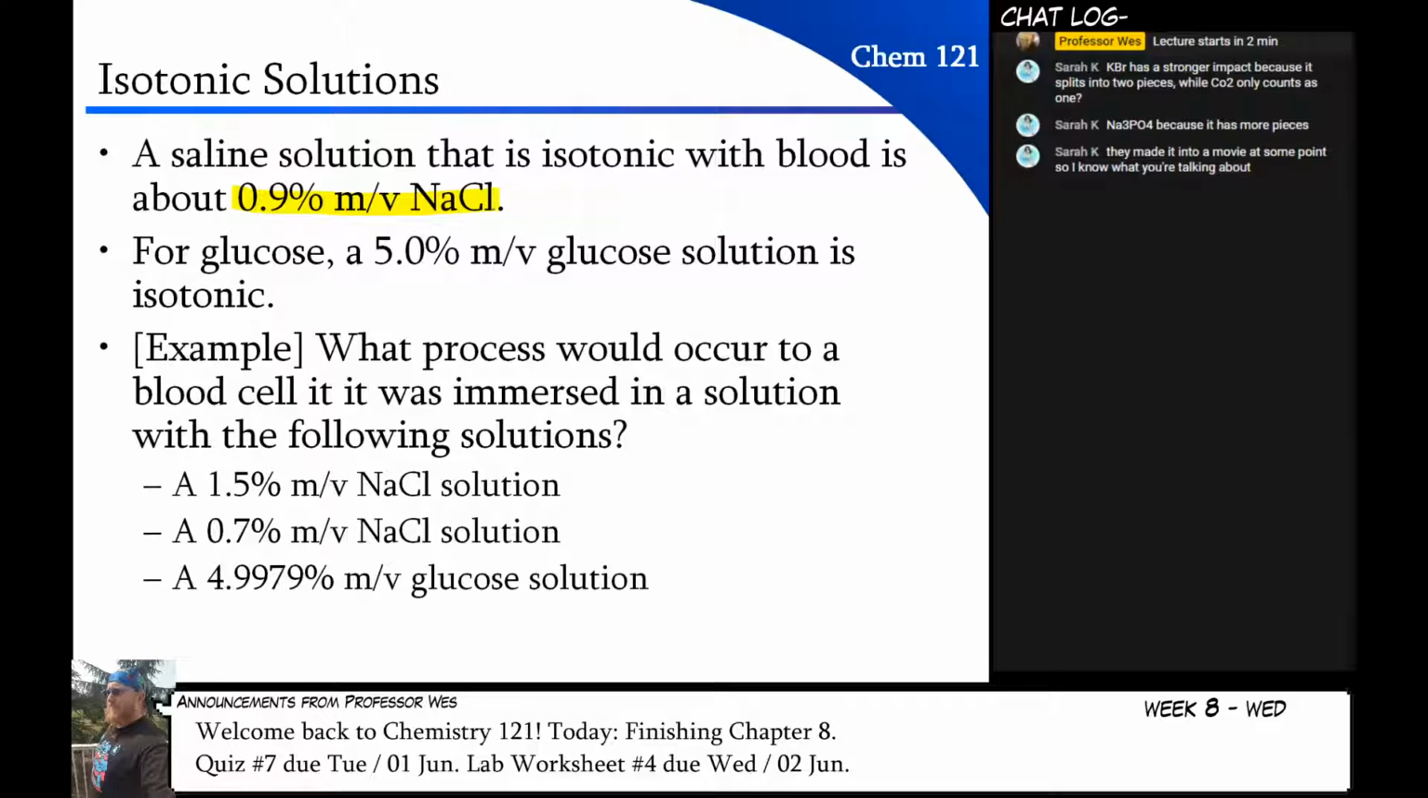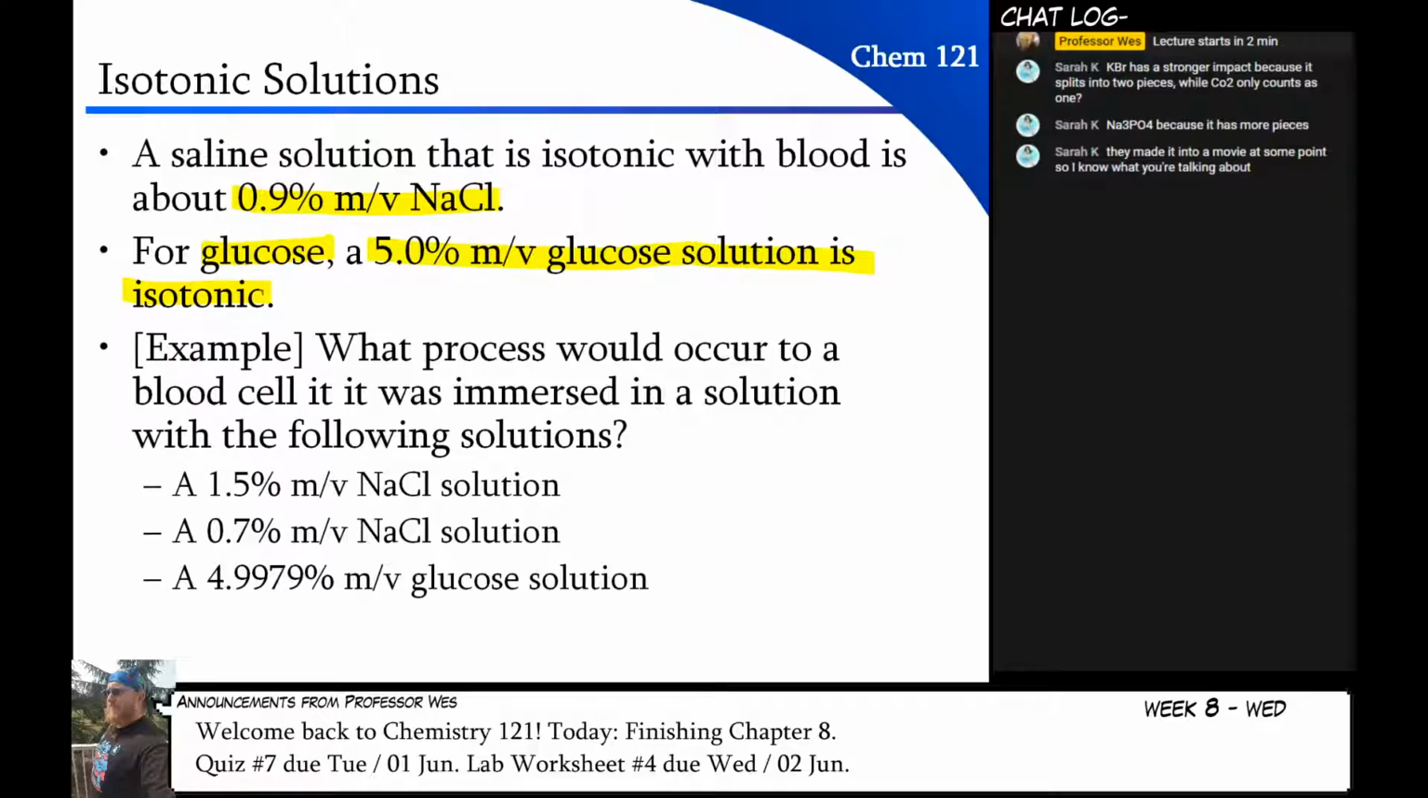Now, what if you don't want to use sodium chloride? What if you have other reasons to use other solutions? So, for example, if somebody is dehydrated and they're malnourished, for example, maybe they went hiking in the wilderness and were lost for like 7 or 8 days, and they didn't have any food. Well, you don't just need to rehydrate them. You also need to treat them for nourishment. And so for glucose, a 5% solution is isotonic with blood.